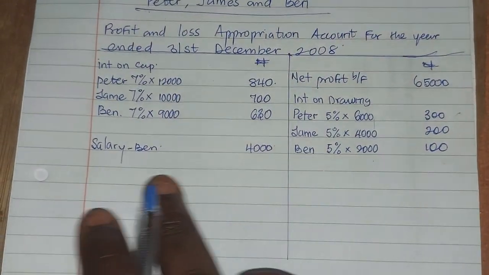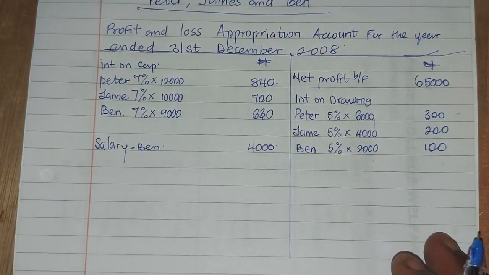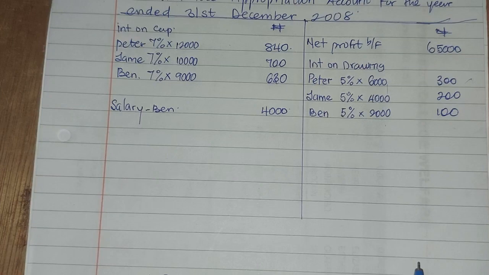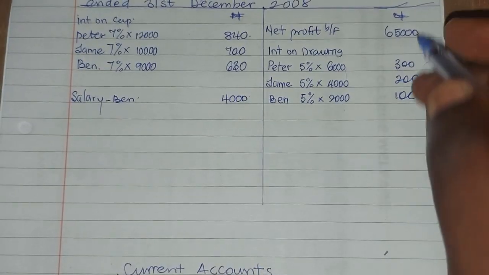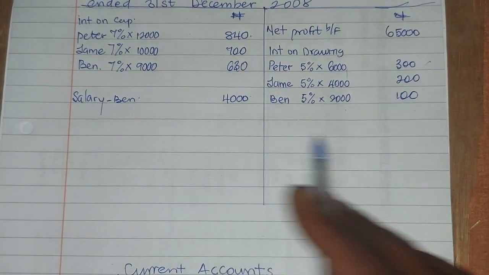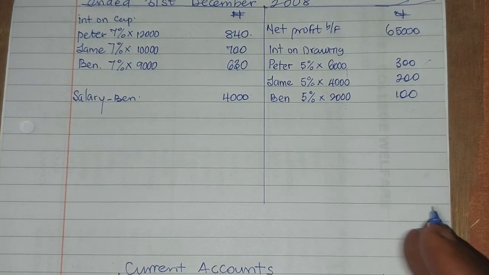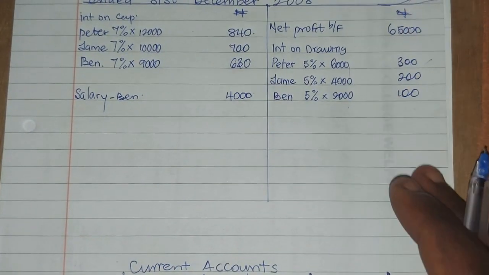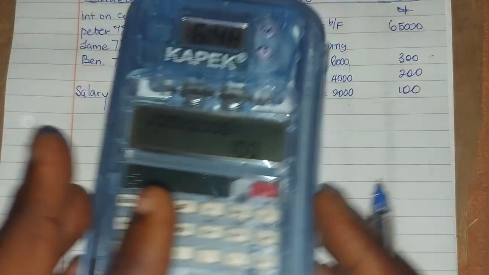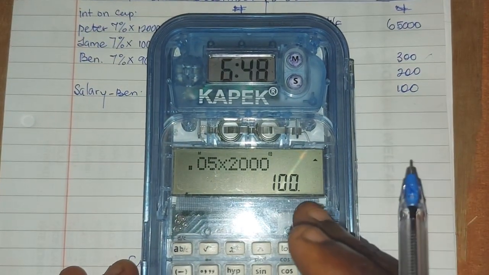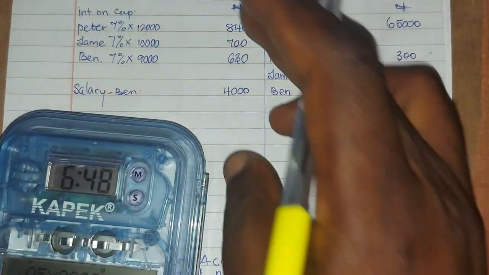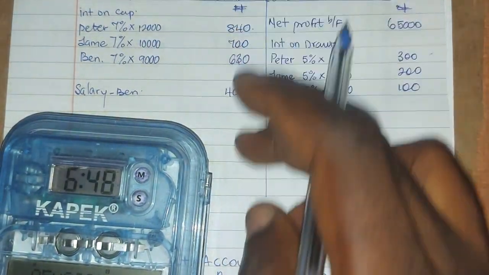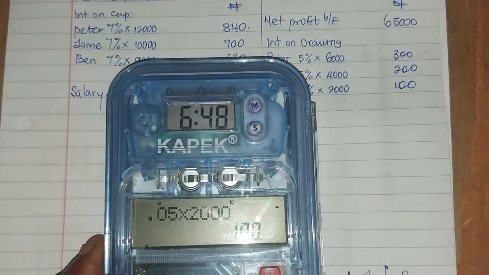Then we need to balance these accounts. All right, we need to balance this account. So let's add these sides together. Then the balance will be shared among the partners in their sharing ratio. So let us add this balance. So when you look at it, you see that the credit side is more than the debit side. So let's add the credit side.